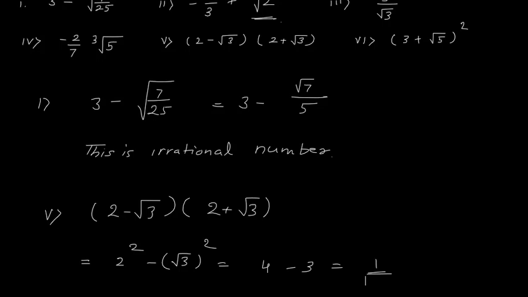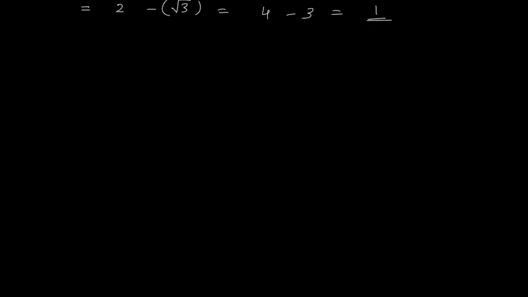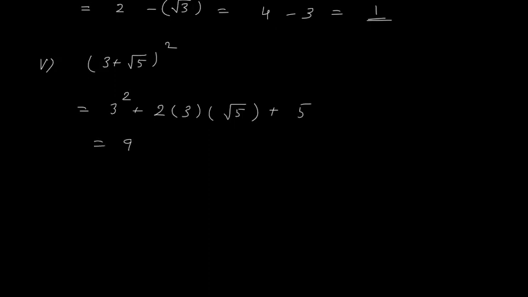Sixth problem, 3 plus root 5 the whole square. Now 3 plus root 5 the whole square, here it is a square, that is 3 square plus 2ab plus b square. The root 5 square is 5. This is 9 plus 6 root 5 plus 5. Now 9 plus 5 is 14. So 14 plus 6 root 5.